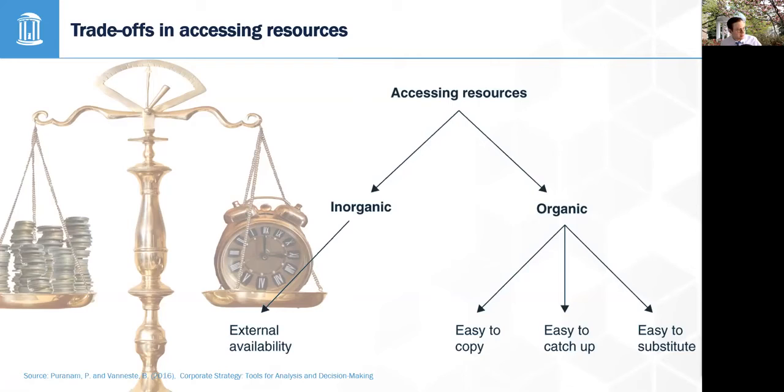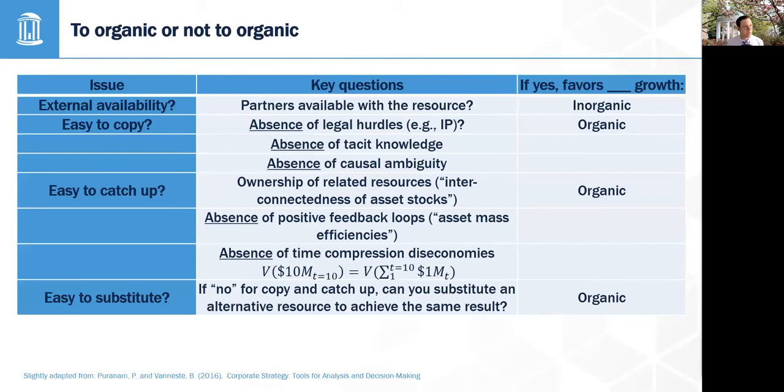Both of those are options. Let me go to the next slide here to talk about those. For easy to copy, there are things that can prevent you from copying a resource. There could be literally legal barriers, such as intellectual property laws, but there could also be tacit knowledge or causal ambiguity that make it difficult for you to know how to develop that resource that you're hoping for. So either of those can make it difficult to copy.